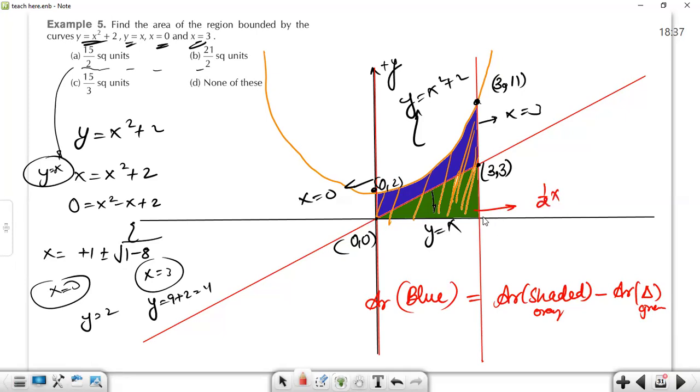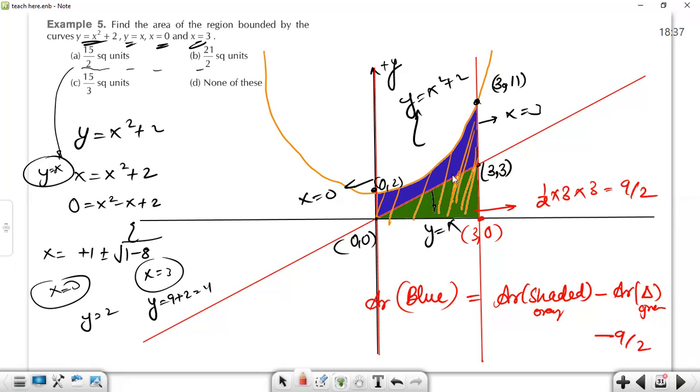Base is what? This is 3. X equals 3. Y is 0. So this distance is also 3. So base is 3. Height is also 3, as you can see from here. So this will be 9 by 2.